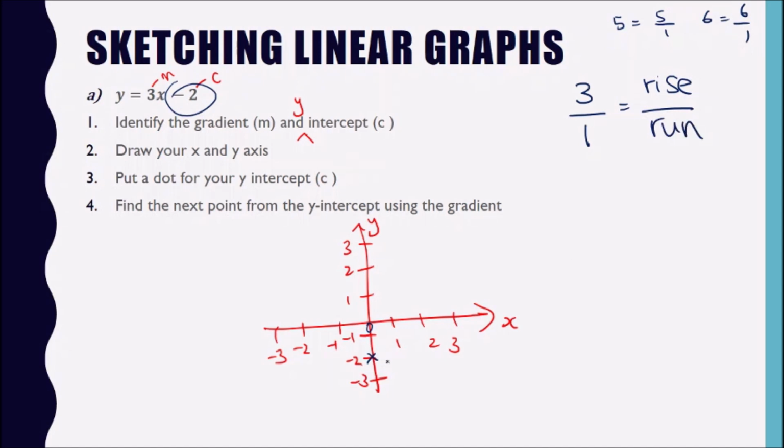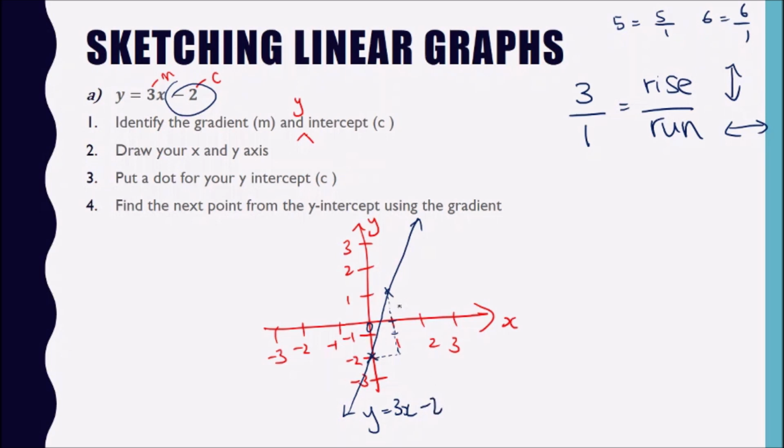That means run is going this way and rise is going either up or down. So I am running to the right once. That's one number, from 0 to 1. And I'm going up 3 because it is a positive number. So I go 1, stop, 2, stop, 3. I'm following the y-axis. So my new graph looks like that. Y equals 3x minus 2.